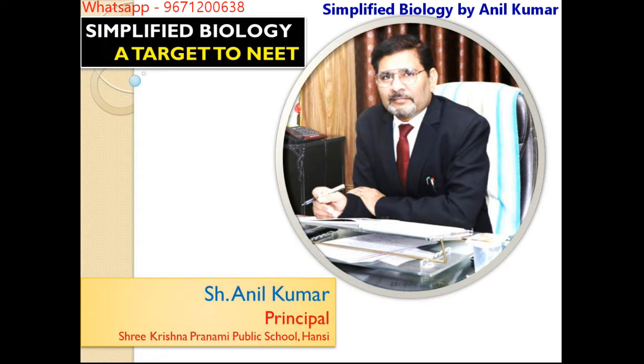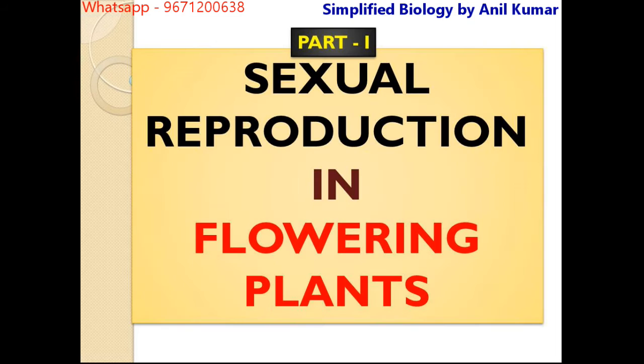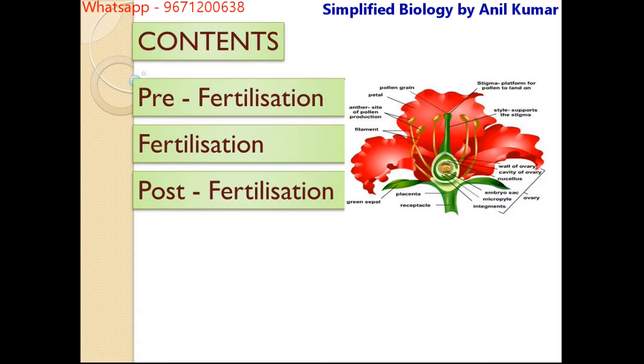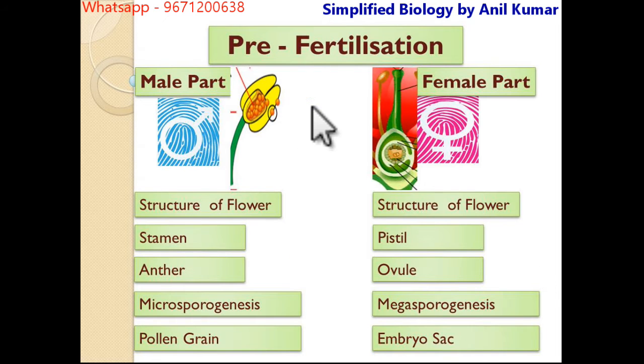Today I am going to start the second lesson of the plus 2 biology under the title Sexual Reproduction in Flowering Plants. As you know, every flowering plant can show reproduction, and in reproduction there are three different steps. The first step is pre-fertilization, the second step is fertilization, and the third step is post-fertilization. Clear? So we are going to start with pre-fertilization.